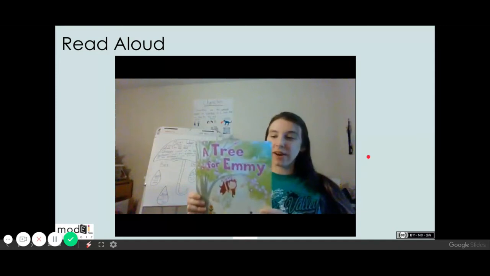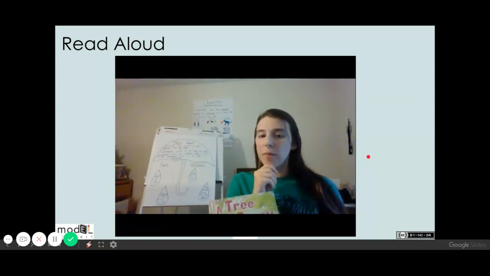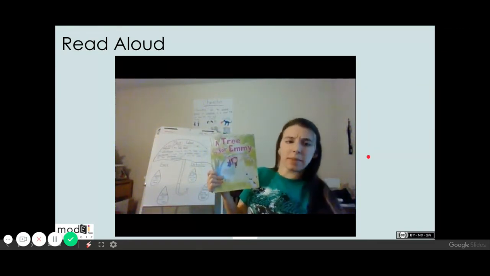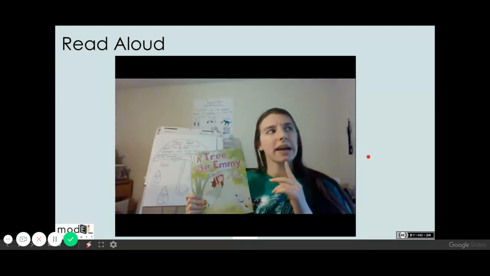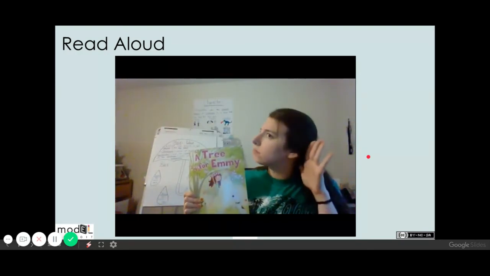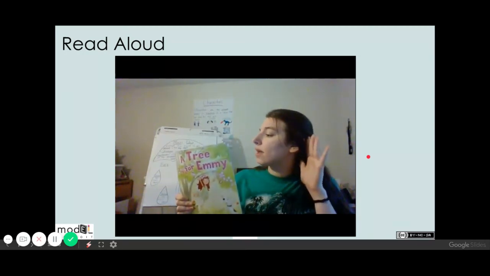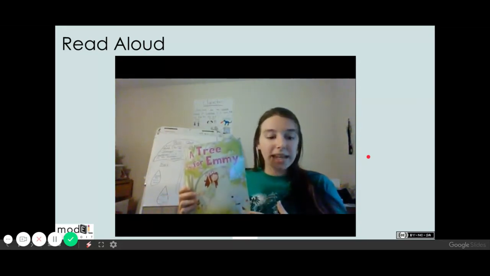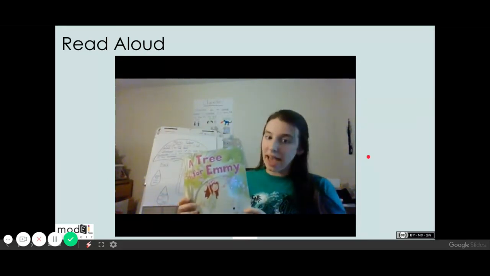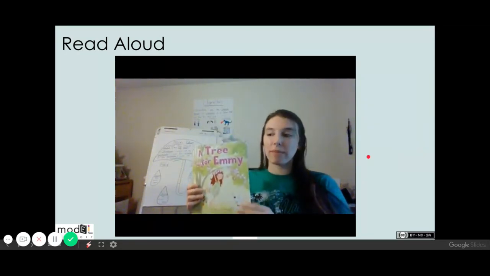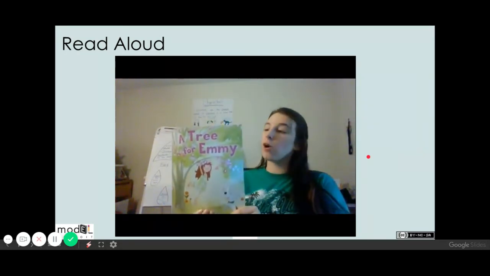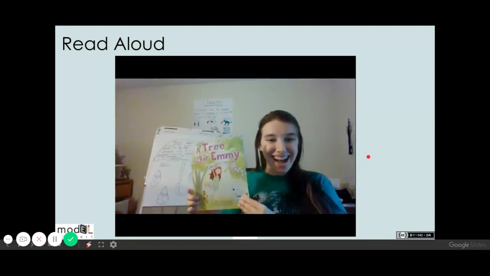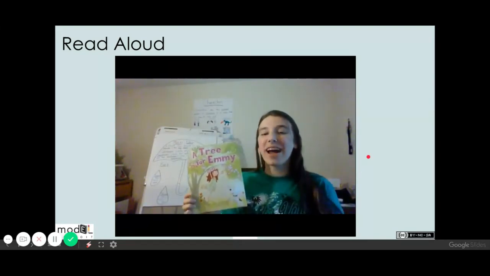That was our book, A Tree for Emmy. Who can think and tell me, what was this text mostly about? What was the main idea of this book? Think for a second. What's your answer? Yes, this book was about a girl, Emmy, who wanted a mimosa tree for her birthday. She wanted one because she saw one at her grandma's house and she loved it so much. It's all about her trying to find her tree. Good job! Awesome listening, friends.